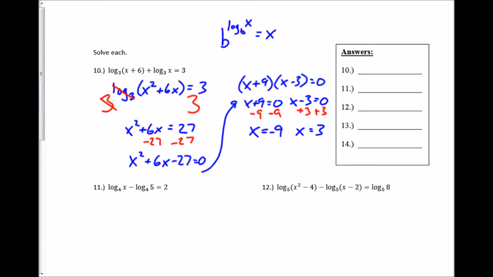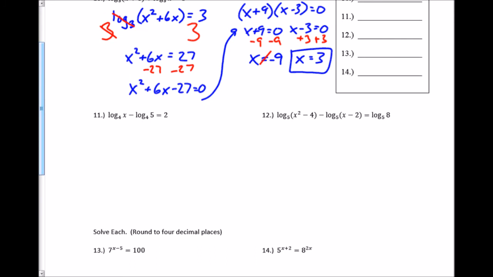But remember, I can only plug positive values into the logarithm. So when I plug that negative 9 in, it would give me a negative 3 over here, which I can't do the logarithm of negative 3. It would give me a negative 9 over here. I can't do that negative logarithm. I also can't plug 0 in there, which is important as well. So this means that this one is an extraneous solution. I can try to plug it in, but it's not going to work. So my only answer is x equals 3.